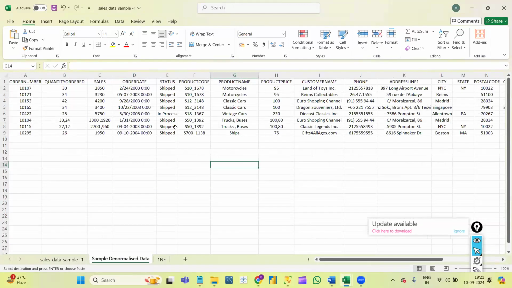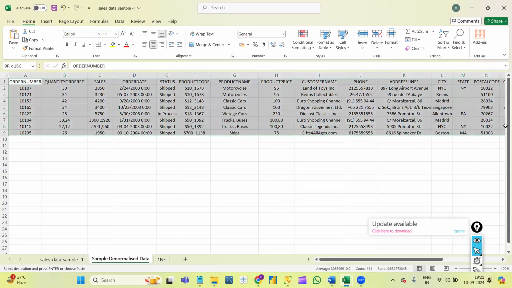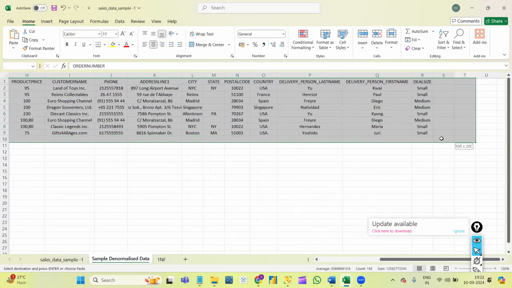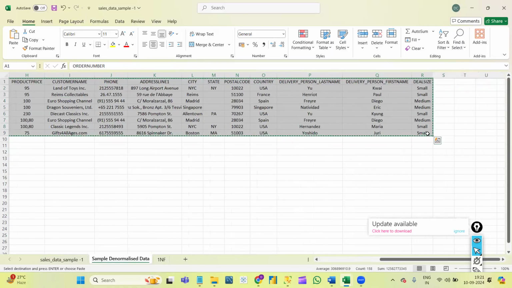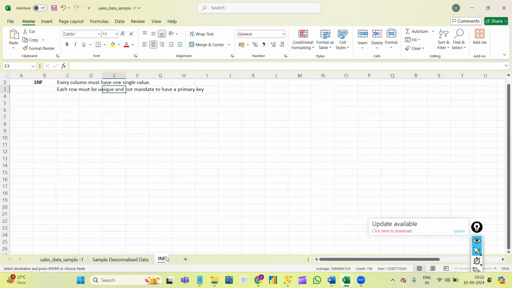So here, first I will convert this data into 1NF. If you observe, only in these two rows do I have multiple values, like trucks, buses. Basically, I need to split this data into the row level. So I'm copying my complete data. I'm copying everything. Here, I'm pasting it.